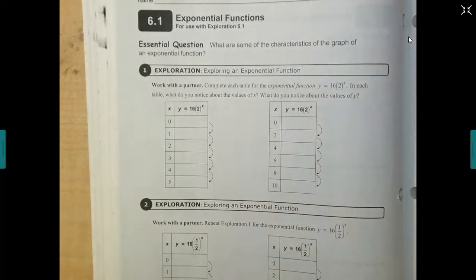Today we are going to be doing 6.1. We're going to be dealing with exponential functions. Yesterday we did a review of exponents and exponential functions, making tables and graphs for different exponential functions. And you will see some of that in today's work. So let's talk about exponential functions for a second.